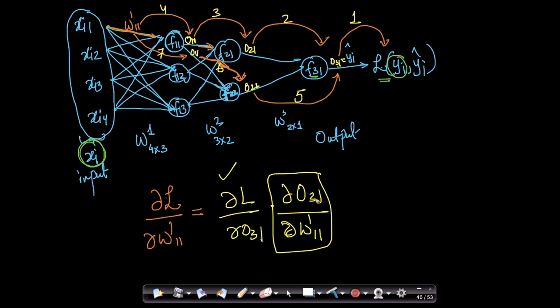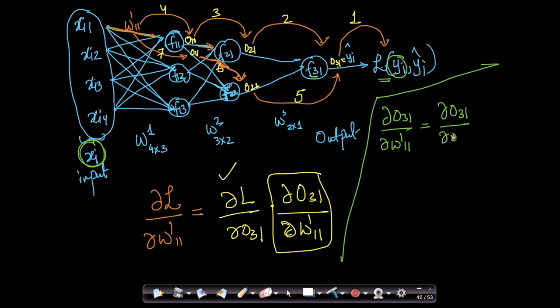Now we have to compute the derivative of O31 with respect to, okay, so this is the challenging part, right? So let me write it down here carefully. The derivative of O31 with respect to W111: because O31 has this 2, 3, 4 path to W111, it also has a 5, 6, 7 path. Okay, so let's write down the 2, 3, 4 path first. It is the derivative of O31 with respect to O21, the derivative of O21 with respect to O11, and the derivative of O11 with respect to W111.